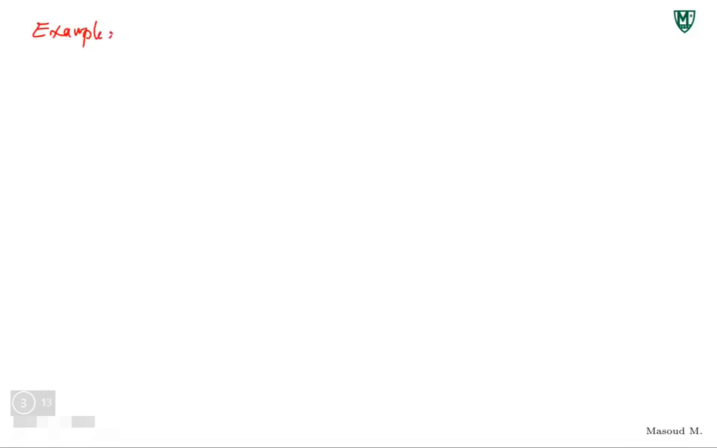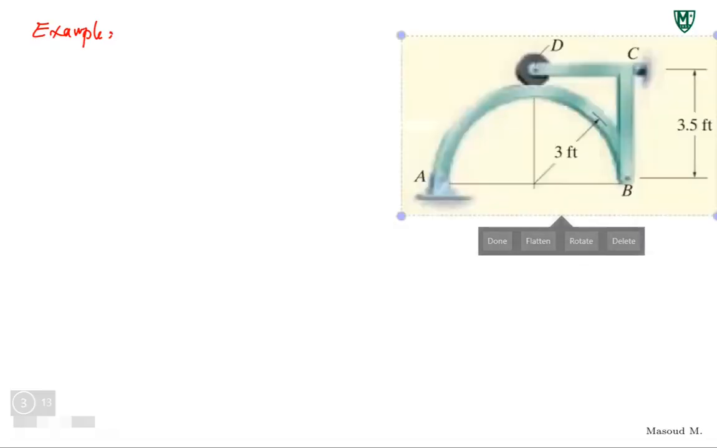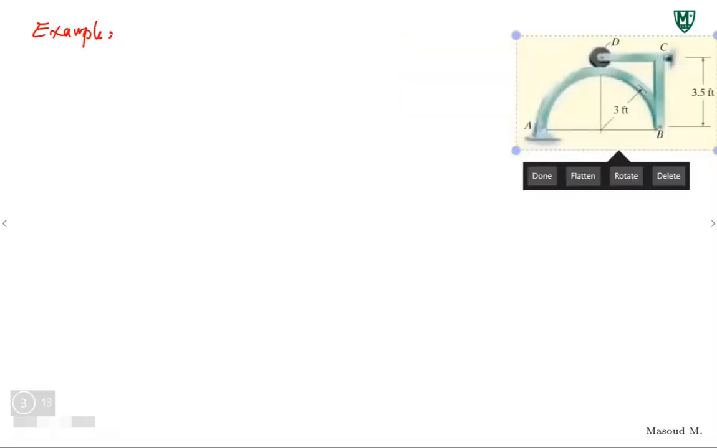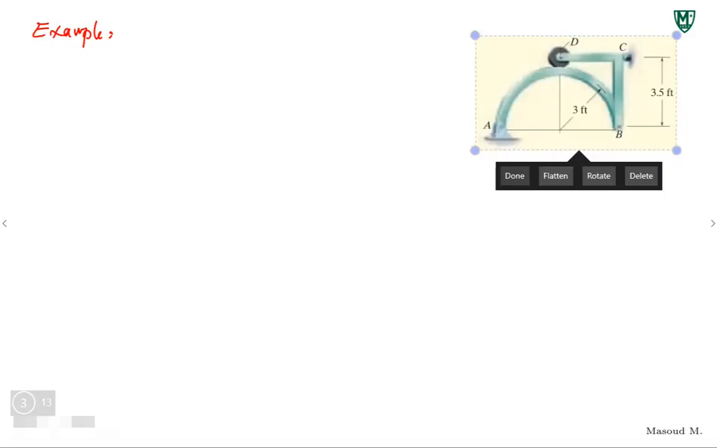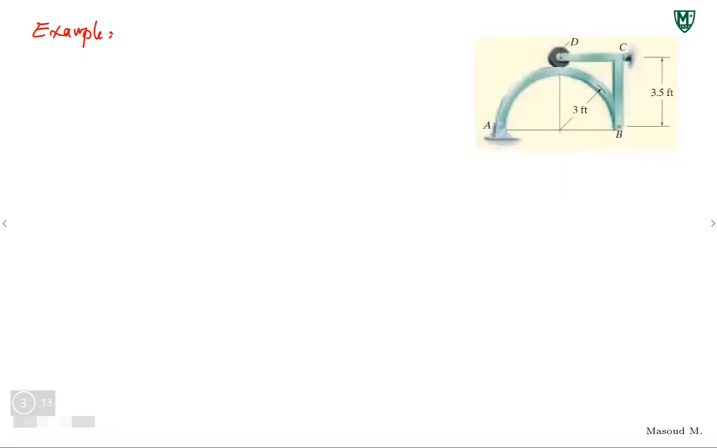Example. In this case, I have part of a machine. I'm not even sure what type of machine it is, but let's take it as part of a machine. There is this curved semicircle member. It goes from A to B. We have the radius for that. Then this AB member is attached to member BC at point B using a pin.